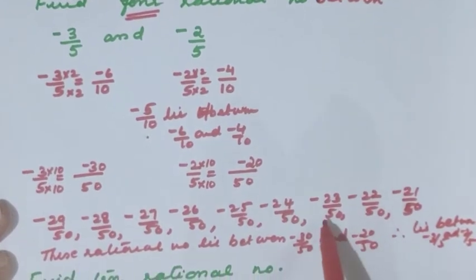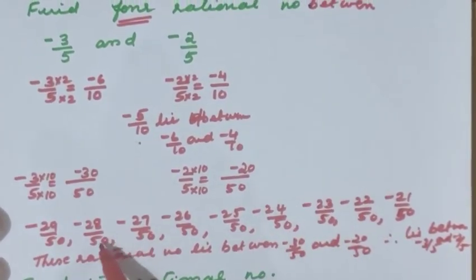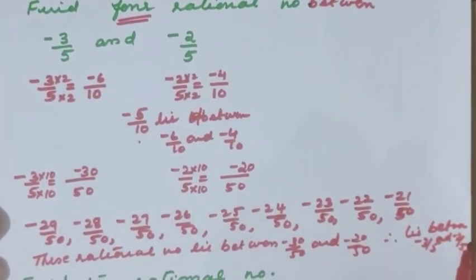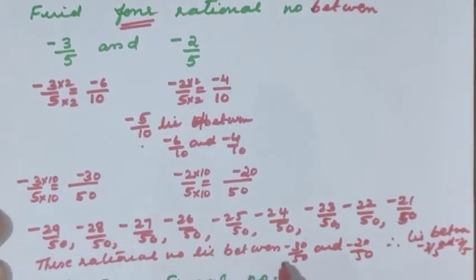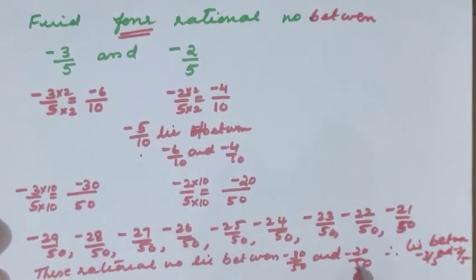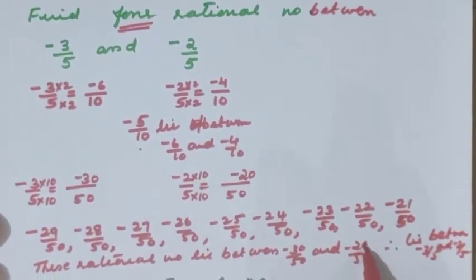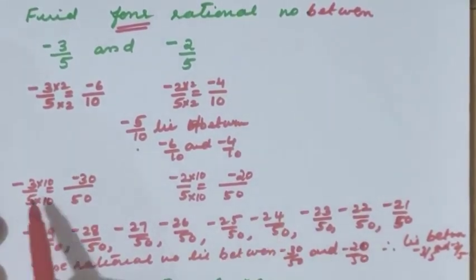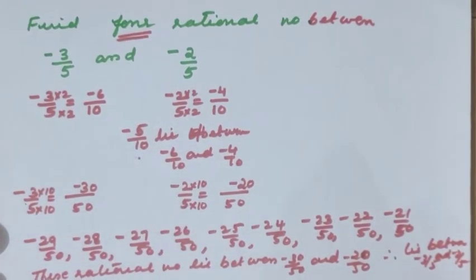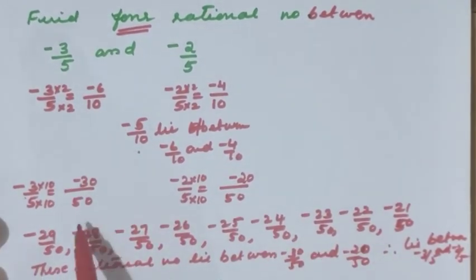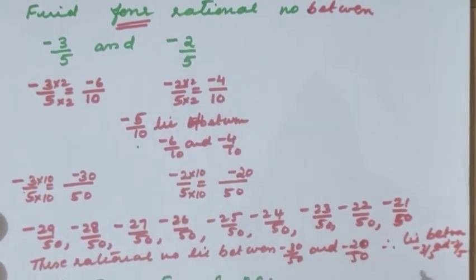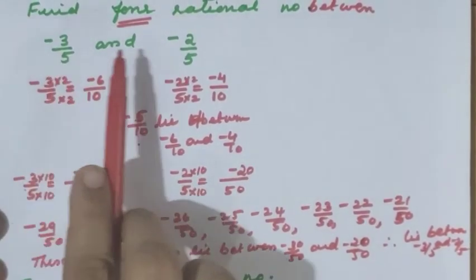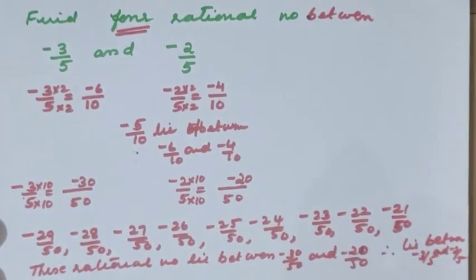Either this side anybody wants to write, that is also correct. Otherwise, you can pick out any 4 and write. But when you are writing, you should conclude that they lie between minus 30 by 50 and minus 20 by 50. So they lie between minus 3 by 5 and minus 2 by 5. So just by changing the denominator, we are able to find more rational numbers between the same given rational numbers.